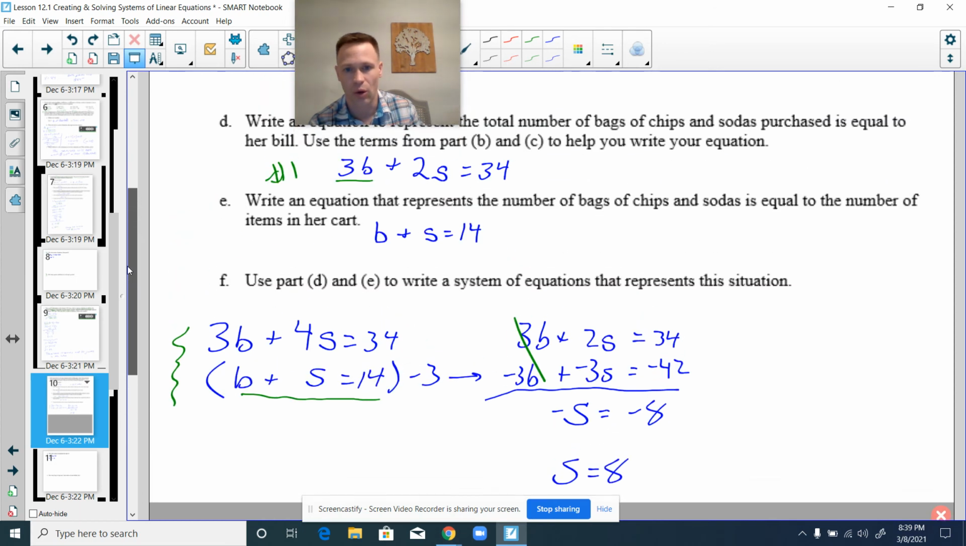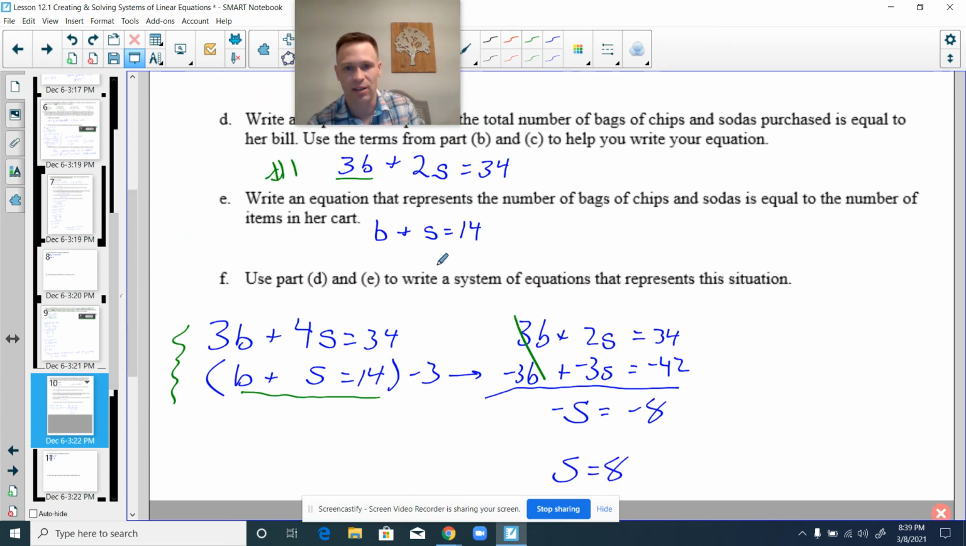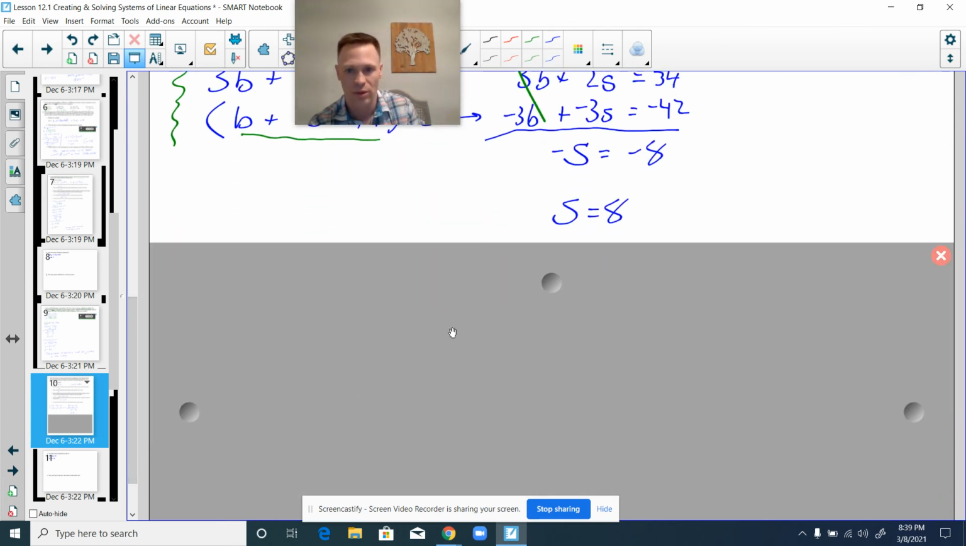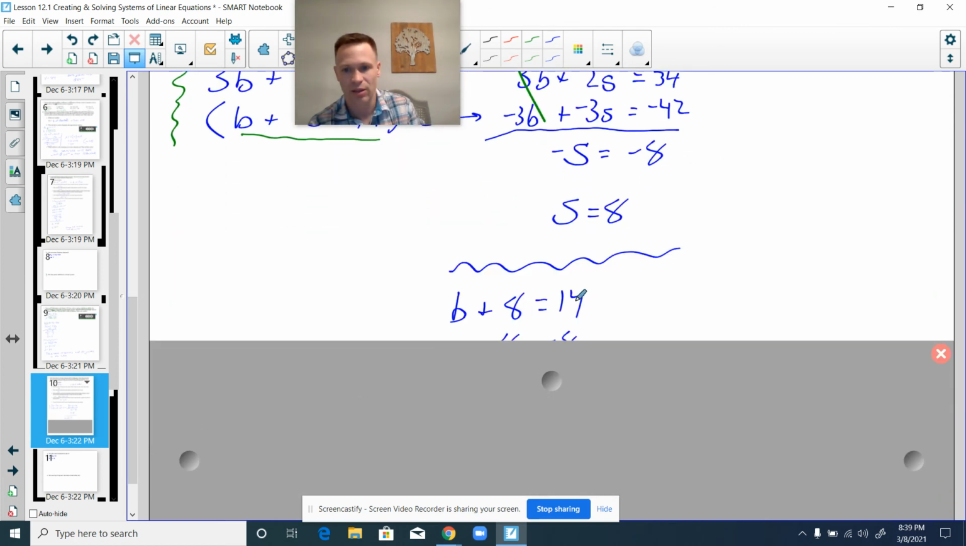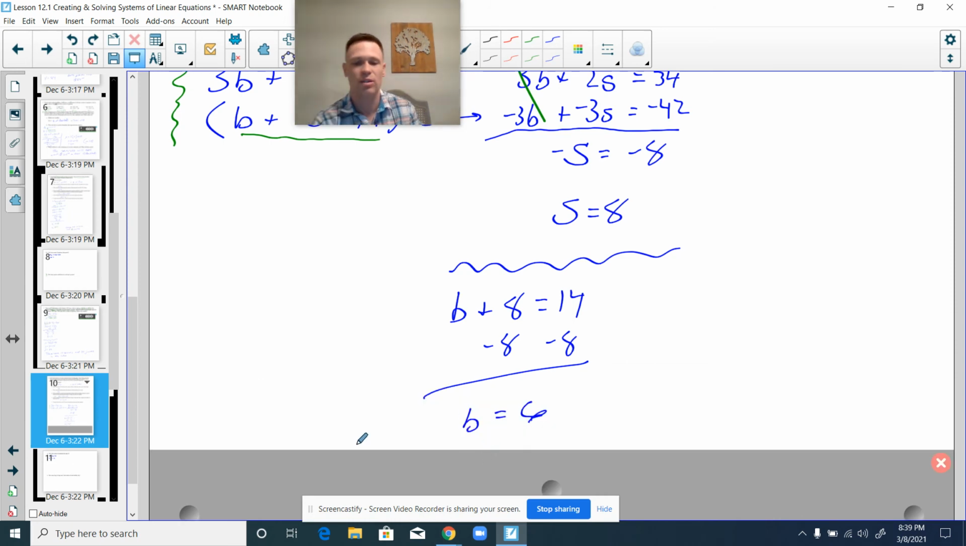So now that I know that S is 8, I can substitute that S into the bottom equation that we used. And so B plus 8 is equal to 14. Subtract 8 from both sides. B is equal to 6.